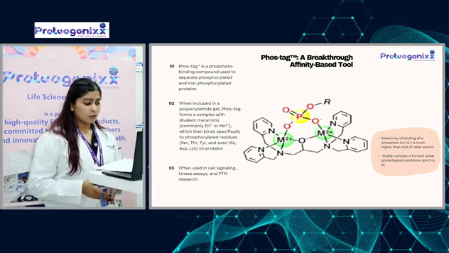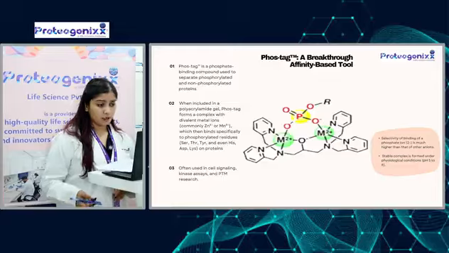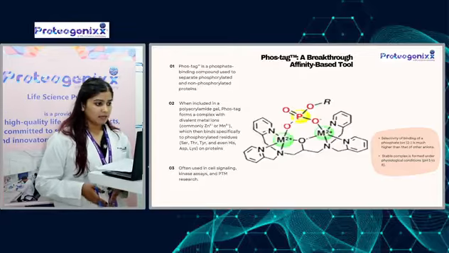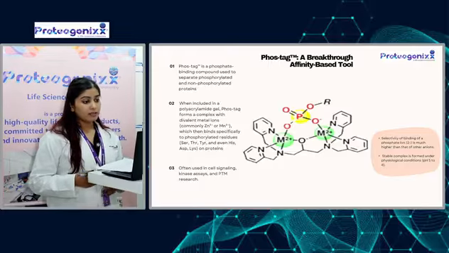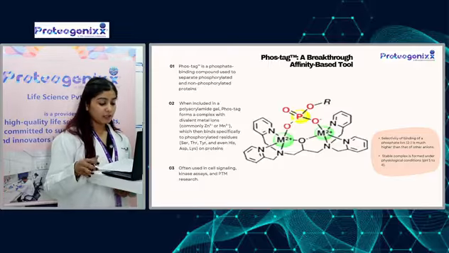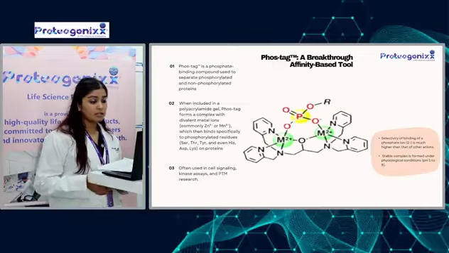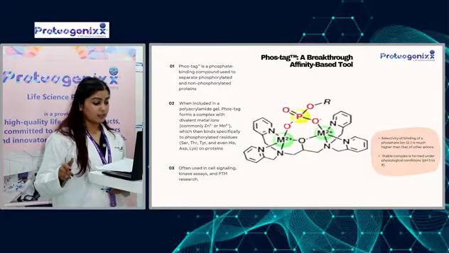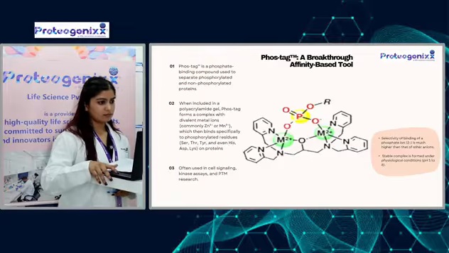So Phos-tag is a compound which binds to your phosphate group using divalent metal ions, commonly zinc and manganese ions. When they are included in the polyacrylamide gel, Phos-tag forms a complex with the divalent metal ion and binds specifically to the phosphate residues on amino acids.